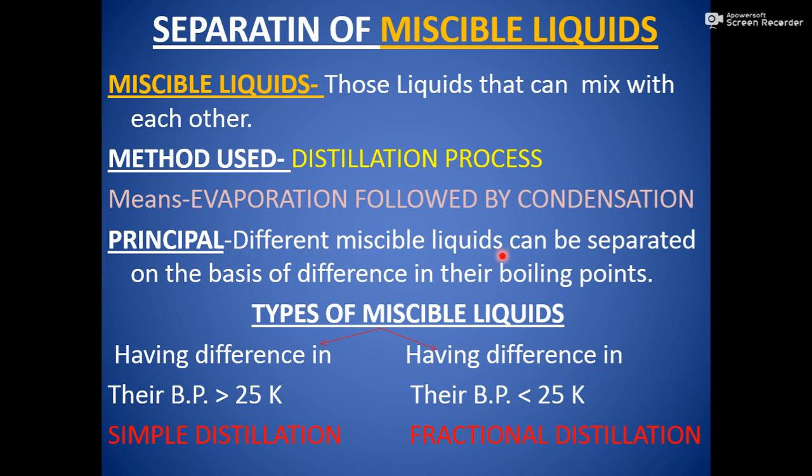Which principle takes place? Different miscible liquids can be separated on the basis of the difference in their boiling points. As both are liquids in the mixture, every liquid has its own boiling point. As different liquids have different boiling points, we will take advantage of this property, and on the basis of this difference in boiling points, we will separate the liquids. So again, I want to say there are two types of miscible liquids, on the basis of the difference in the boiling points of the liquids present in them.